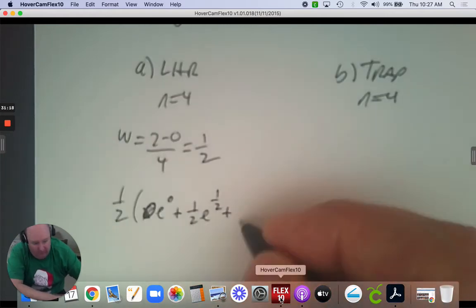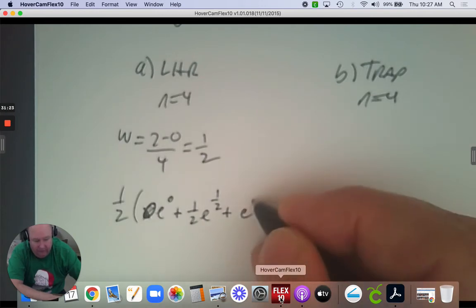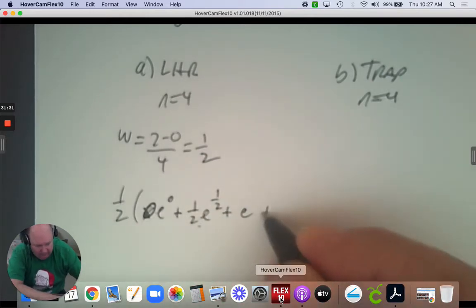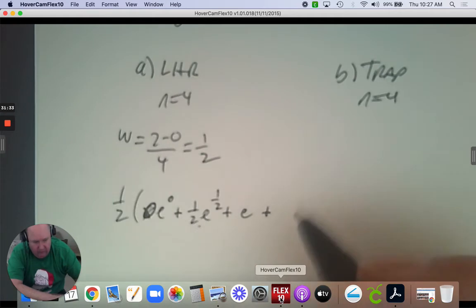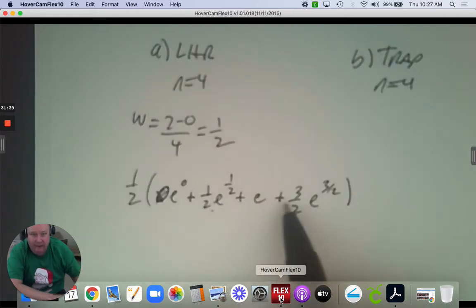The next one will be 1. I don't need a 1 in front. I don't need a 1 in the exponent. It's a left-hand one. So left, left, left, one more left. The last interval, you plug in 3/2, or 1.5. And that's called the left-hand Riemann sum.